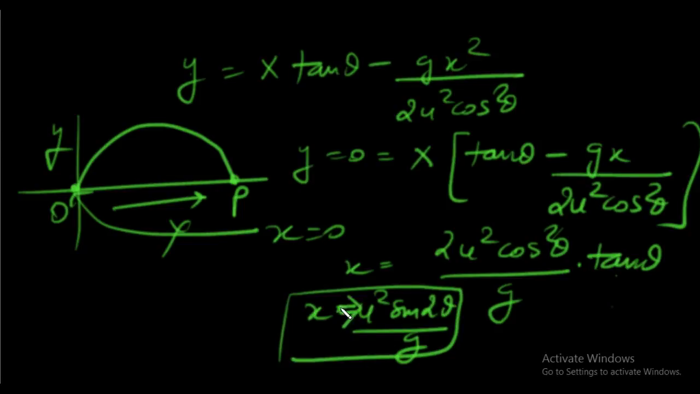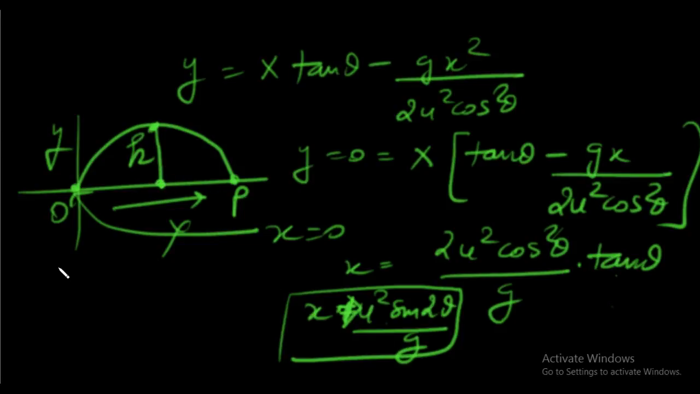Right? If you try and calculate y by putting this in, it will obviously be 0. It can have no other value other than 0. The maximum value achieved was u square sine square theta by 2g. This would be the maximum height achieved.